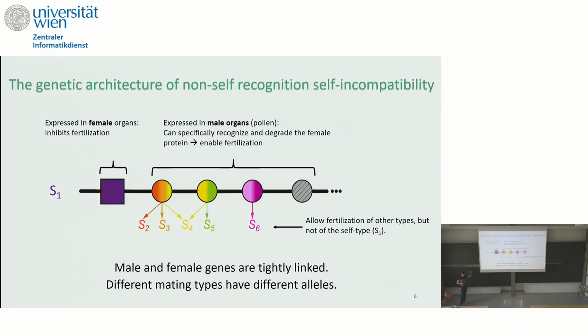Another conclusion from this is that the functionality of the system depends on the combination of genes. Because if you get here a male protein that would recognize S1, then the mechanism would break down. So indeed, recombination is nearly suppressed in this genomic region, and we will treat the entire combination as a single evolutionary unit that is co-inherited and only evolves via mutations.